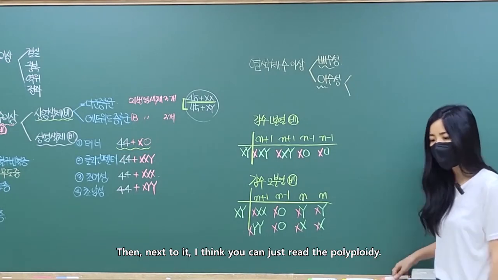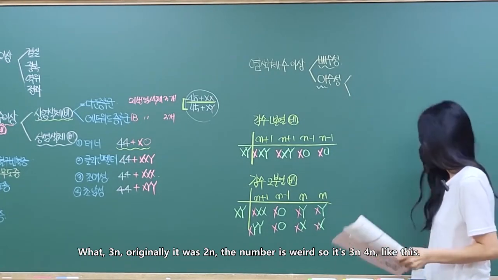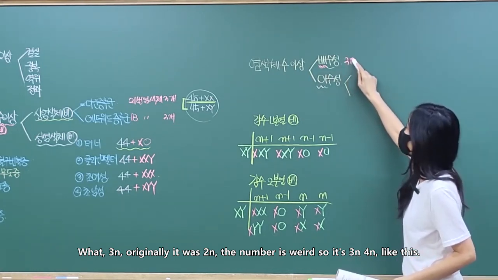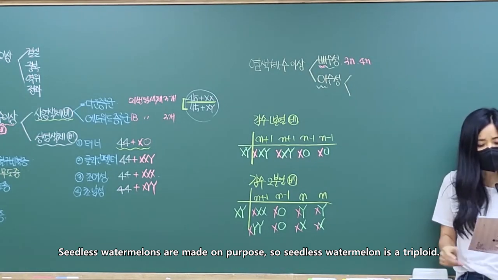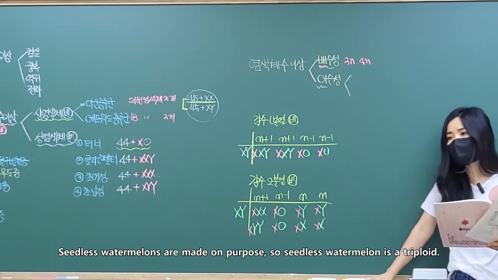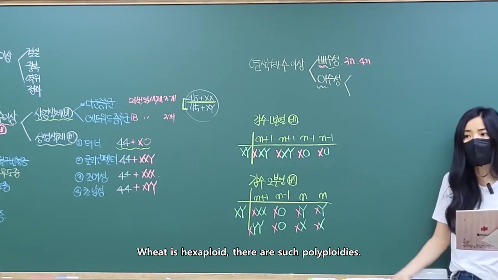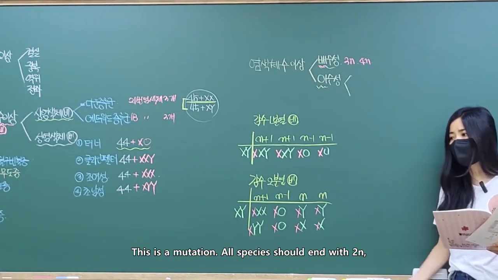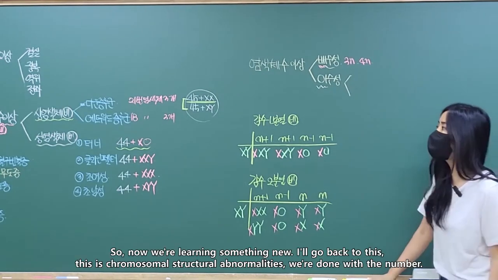So that's the end. Then, next to it, I think you can just read the polyploidy, 3n. Originally, it was 2n. The number's different, so it's 3n and 4n, like this. Seedless watermelons are made on purpose. So seedless watermelon is a triploid. Tomatoes are tetraploid. Wheat is hexaploid. There are such polyploidies. This is a mutation. All species should end with 2n. It's a mutation. So now we're learning something new.